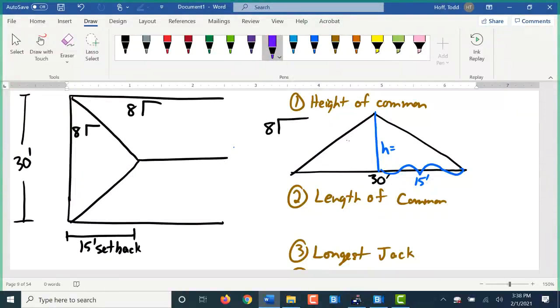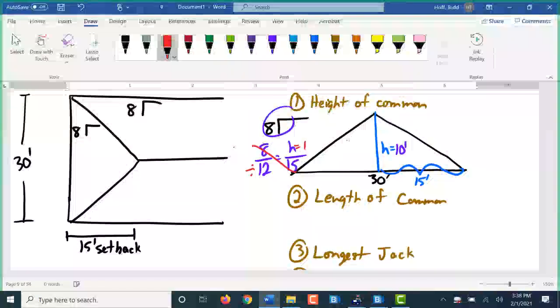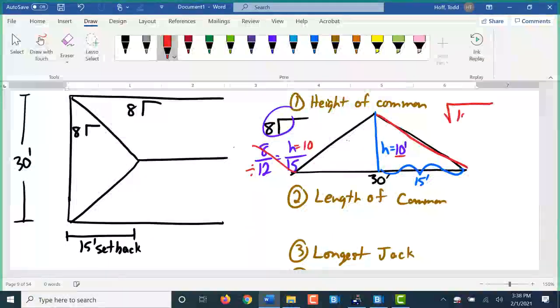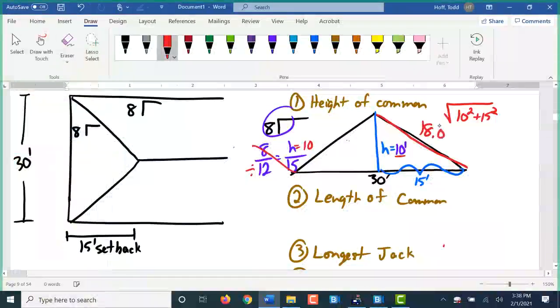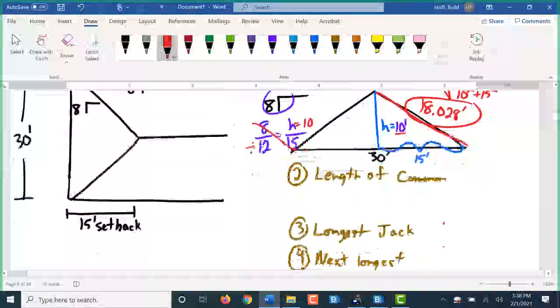A little boost along here. What did you get for the height? 10 feet. Good. So 8 over 12 is our slope. The run is half the span, 15. So yes, you cross multiply and divide. 10 feet is your height. What did you get for the length of your common then? Square root of 10 squared plus 15 squared. 18.028 is correct. I'll let you guys go for the next steps. Yeah, we'll come back to those.